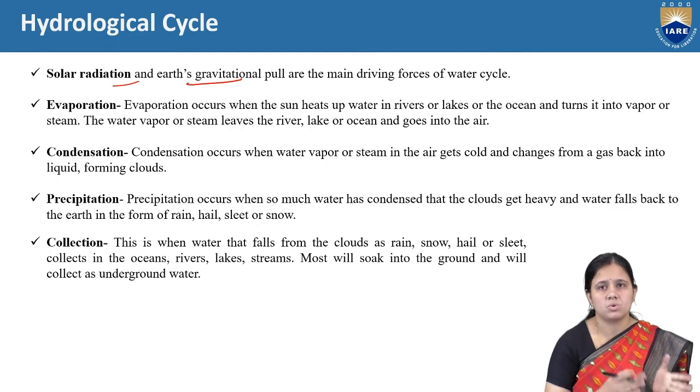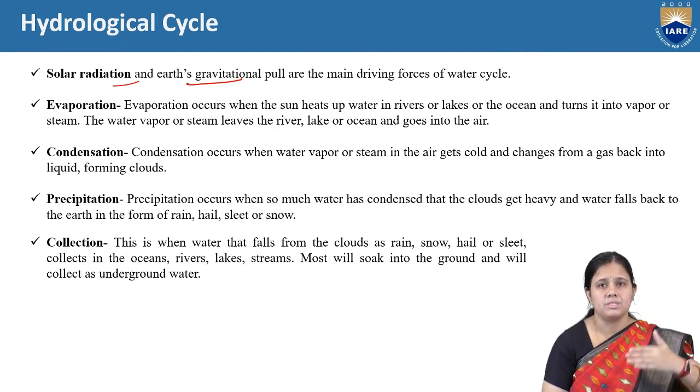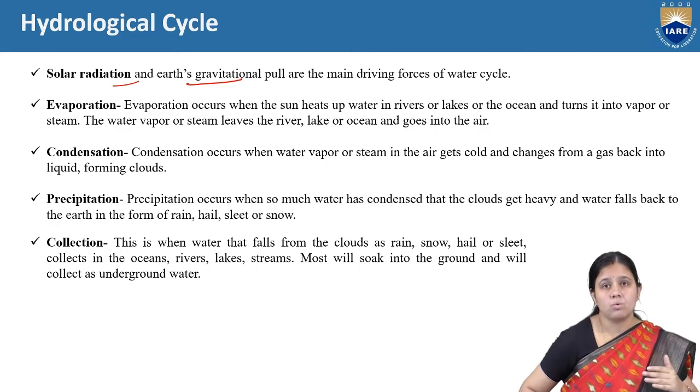First of all, with the help of solar radiation and the earth's gravitational pull, evaporation occurs. Evaporation is nothing but the vaporization of water into the atmosphere. Then condensation occurs, that is, the water vapor or steam in the air gets cold and changes from gas back into liquid, forming clouds. Then there is cloud formation, and then rain. That is the precipitation, and then the collection of this water again in different forms. That is the whole thing of the hydrological cycle.